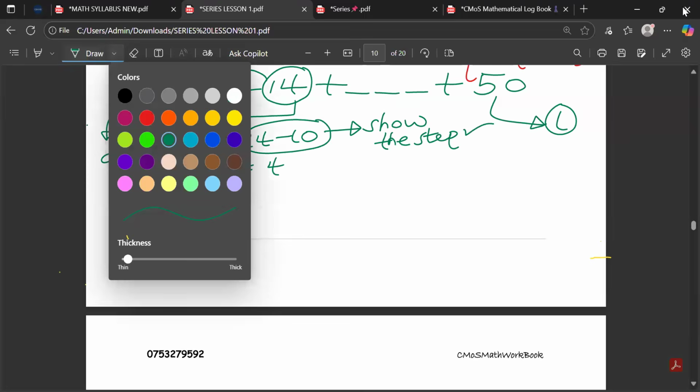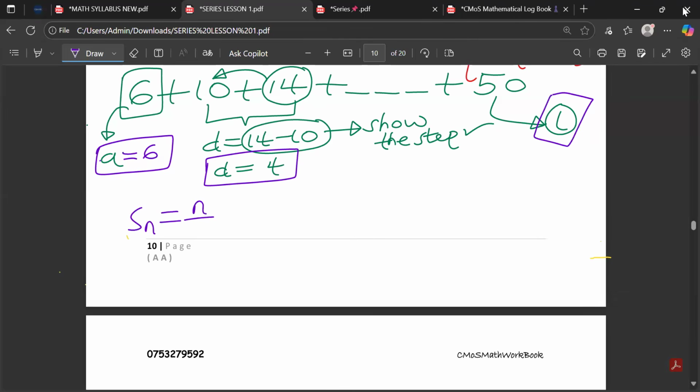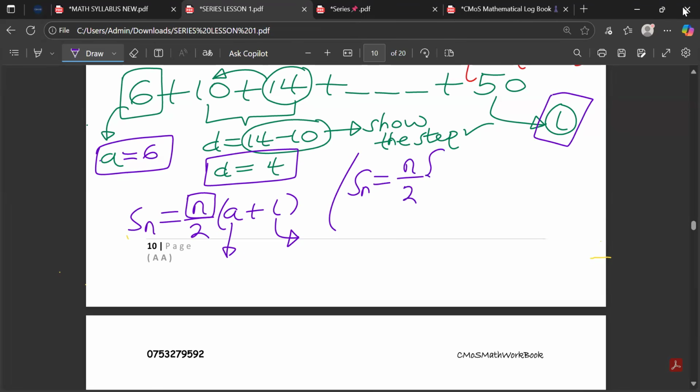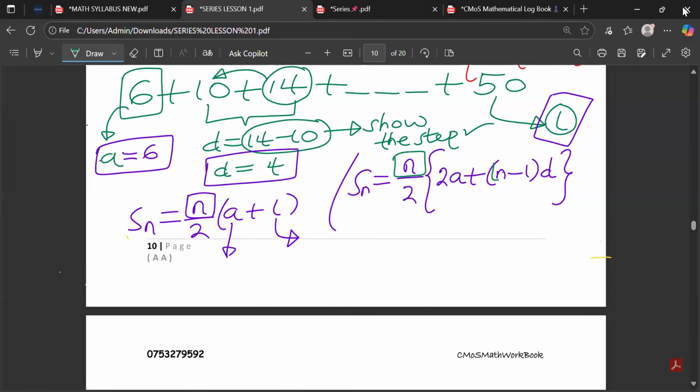So remember they want the sum, yeah? So assuming you panic, remember you have your A as 6, D is 4, last term is 50. When you really want to get the sum, you have A, you have L, but you don't have N. Even when you change to the other method, N over 2 times 2A plus N minus 1 D, it also has this N, and this N won't allow you to proceed.